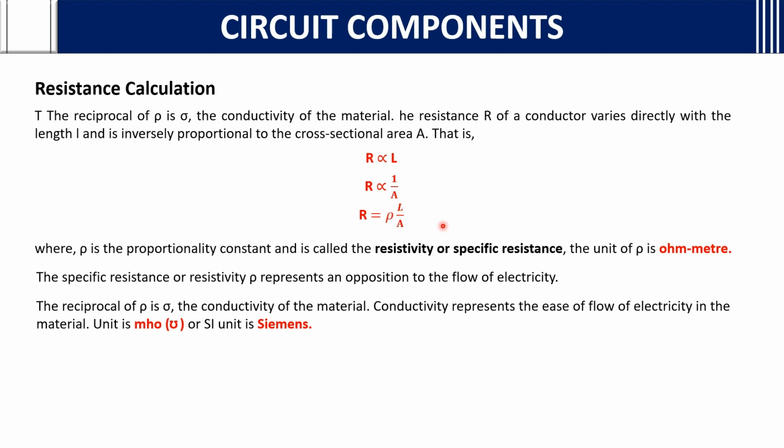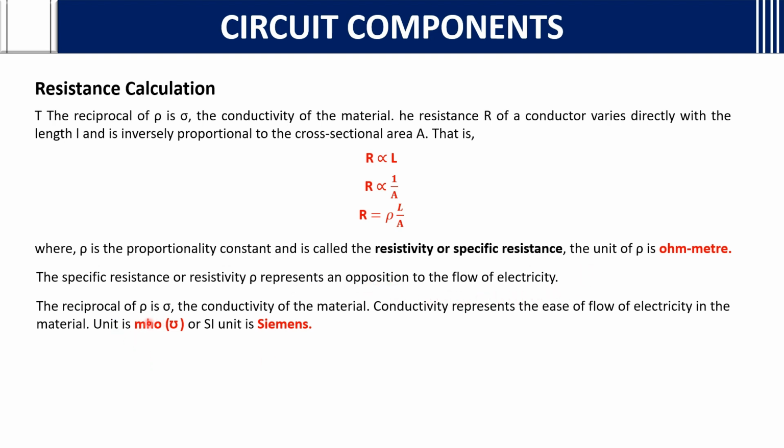This is an important formula. They may ask questions and sums also on this, where rho is the proportionality constant. It is called resistivity or specific resistance and its unit is ohm meter. The specific resistance or resistivity rho represents an opposition to the flow of electricity.